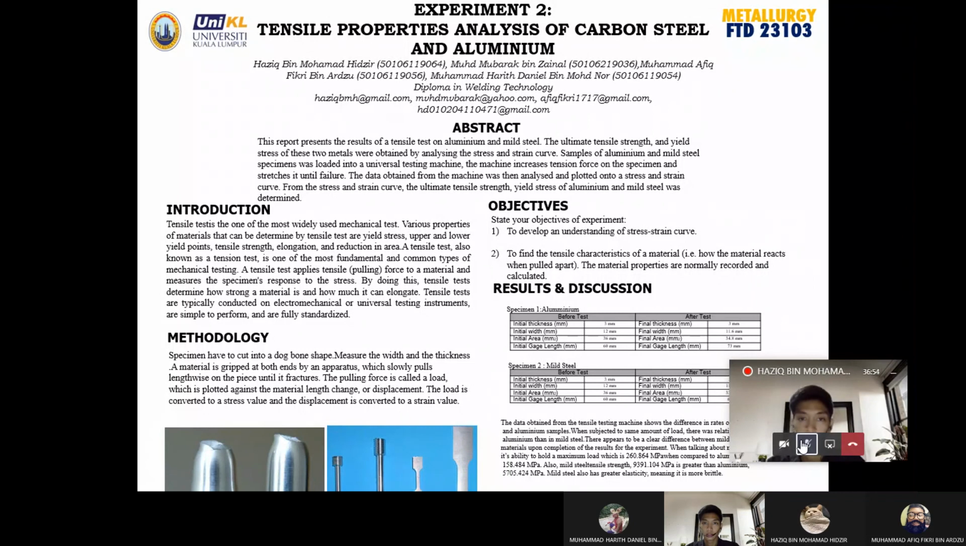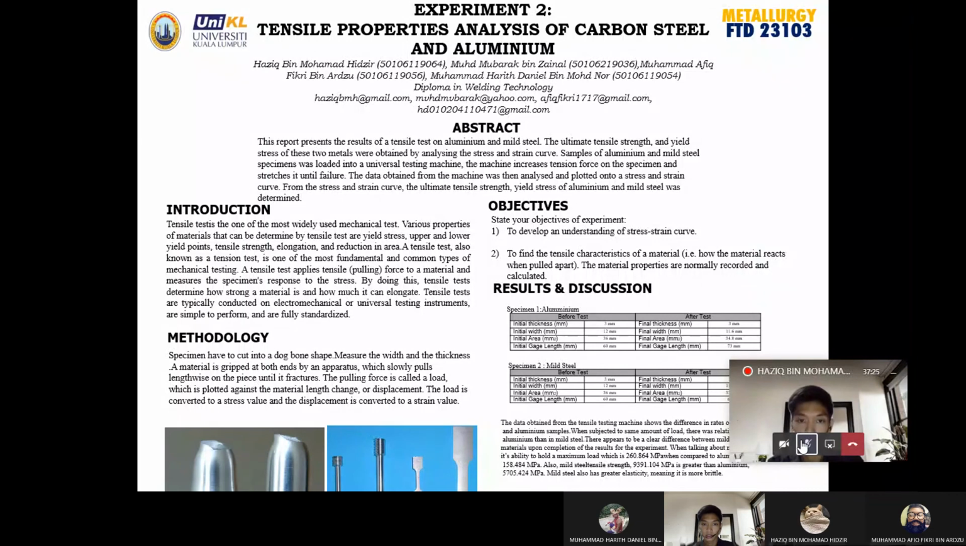Result and discussion. Specimen 1, aluminium. Before test, initial thickness 3 mm, initial width 12 mm, initial area 36 mm, initial gauge length 60 mm. After test, final thickness 3 mm, final width 11.6 mm, final area 34.8 mm, final gauge length 73 mm.